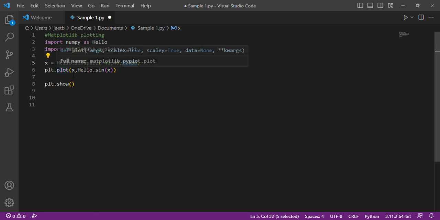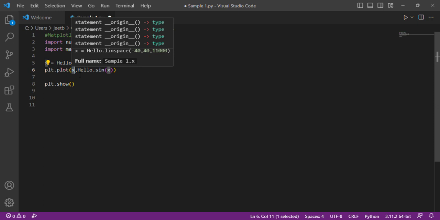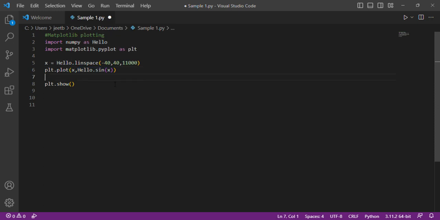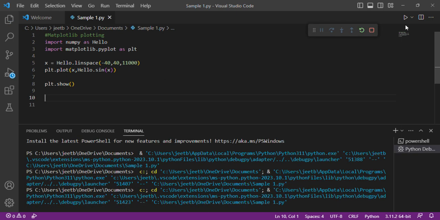So next is to show it. And that's enough. This is a sinusoidal graph. Okay.